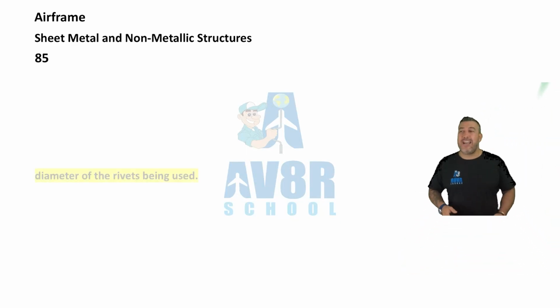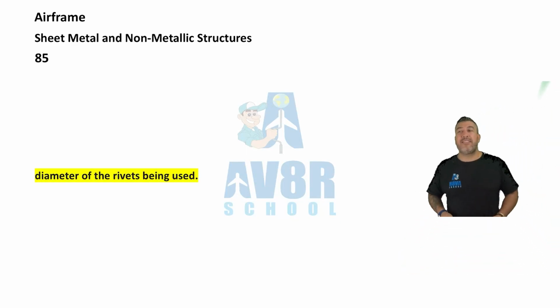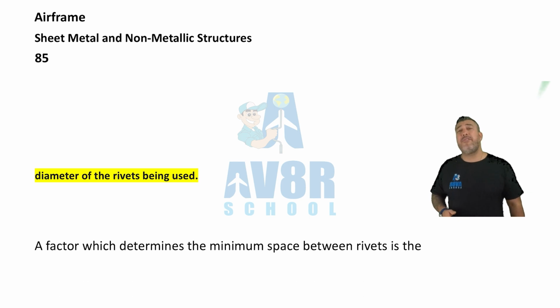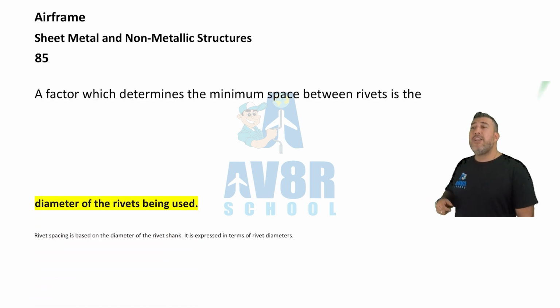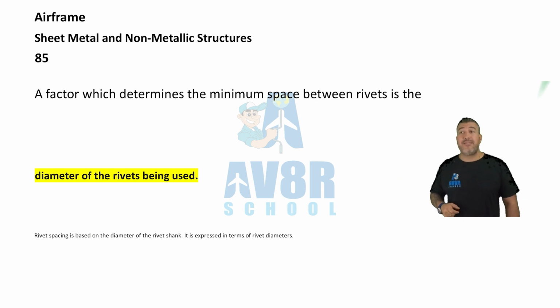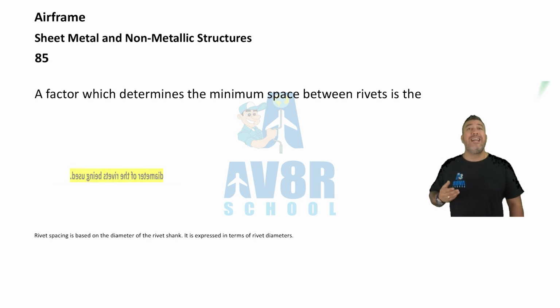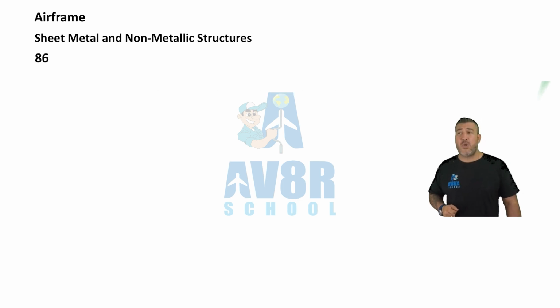Number 85, diameter of the rivets that are being used. So a factor which determines the minimum space between rivets is the diameter of the rivets being used.